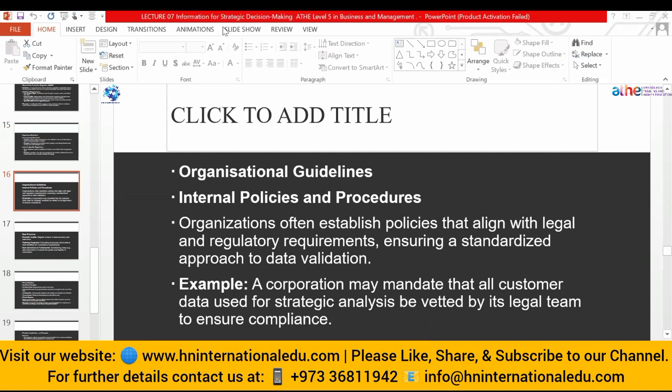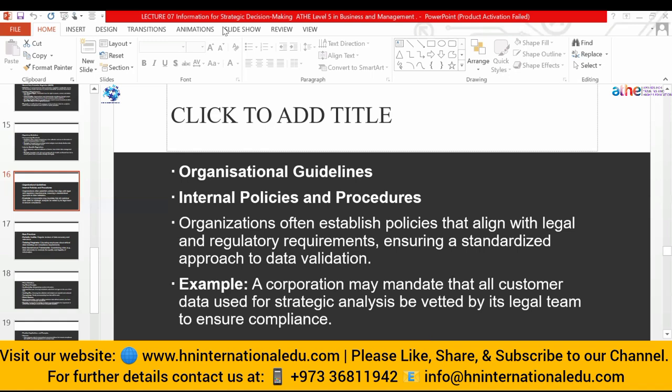Internal policies and procedures. Organizations often establish policies that align with the legal and regulatory requirements, ensuring a standardized approach to data validation. Why is it requiring data validation at a standardized format or level? Because somehow these legal informations are quite technical sometimes, but it is necessary as well if we are working or we want to extract something internally from the organizations.